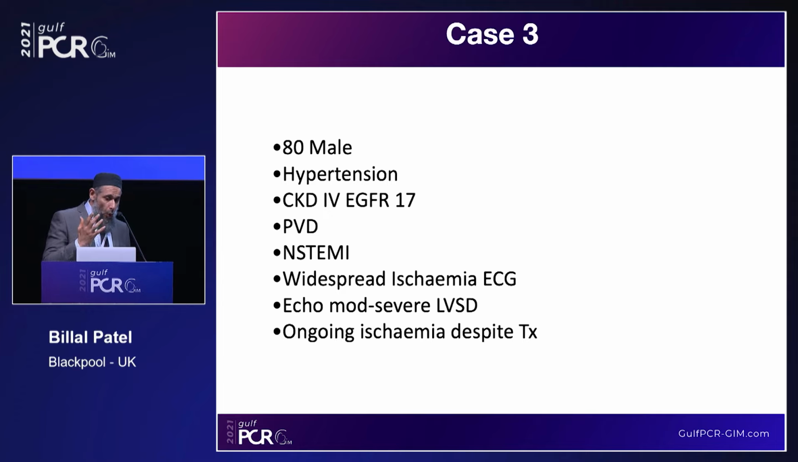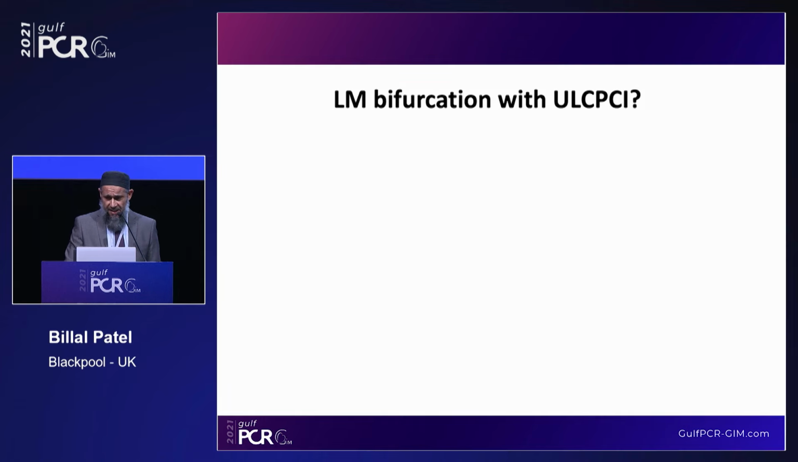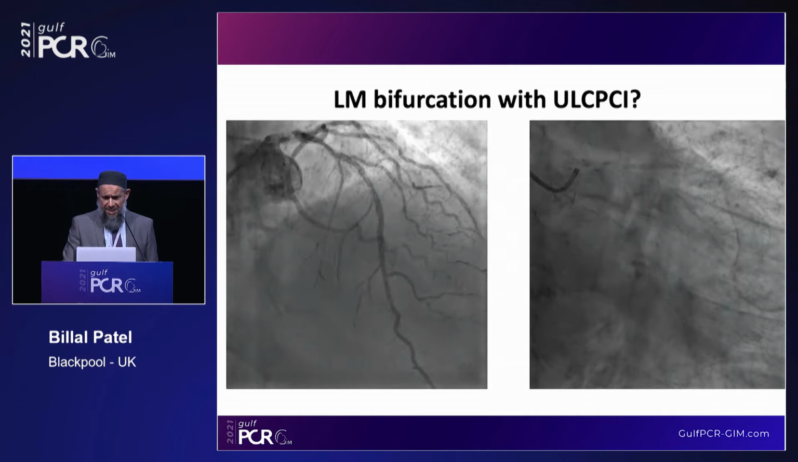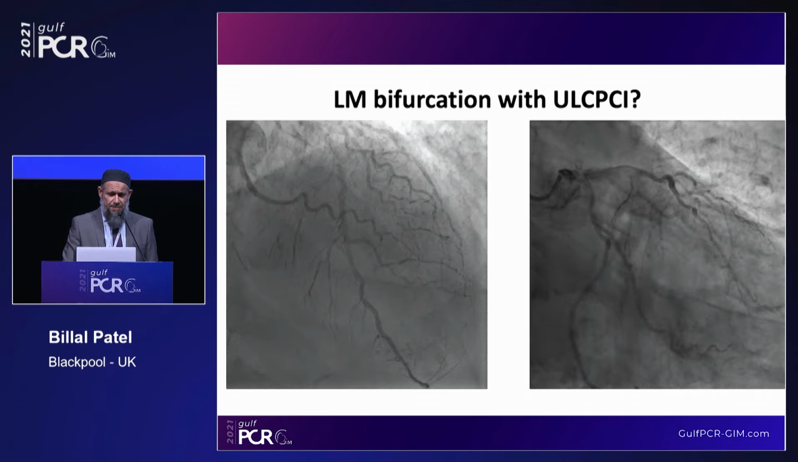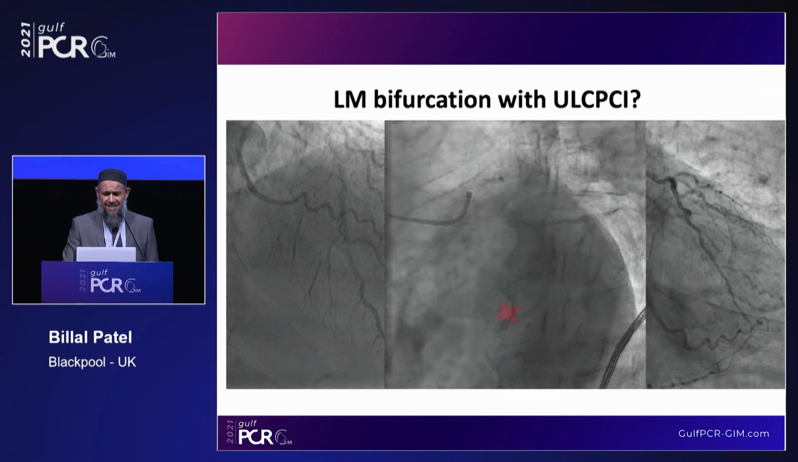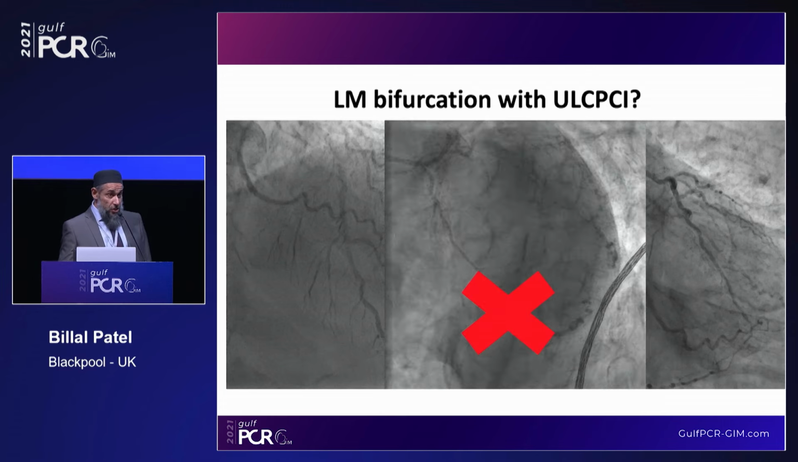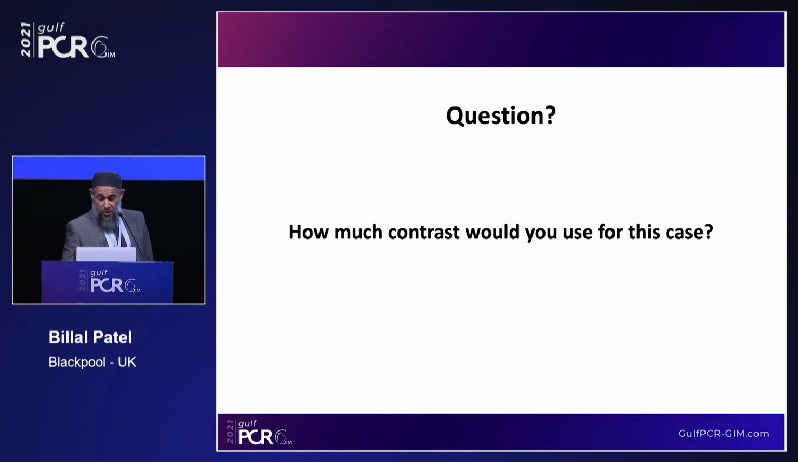Now, can we do even more complex cases? So this is somebody, again, with CKD, peripheral vascular disease, NSTEMI, widespread ischemia with moderate to severe LVSD. And this was the angiogram. So we see there's quite severe distal left main stem disease, proximal circumflex disease, and disease seen in the LAD as well. Once again, these are the sort of patients that get turned down for surgery. The most common cause for surgical turn down is CKD. So how much contrast would you use if you were to do this case? Again, just hold that thought.